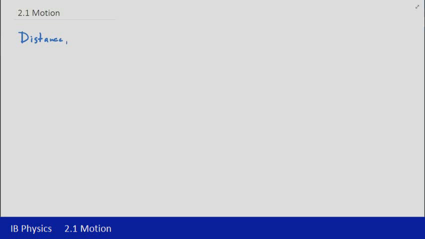Distance has the symbol S. The definition for it is something along these lines. You don't necessarily have to regurgitate this word for word, but it's about indicating how far an object has travelled. So it's about the length. And when we're talking about distance, the other important thing to keep in mind is that it does depend on the path that's travelled or the path taken.